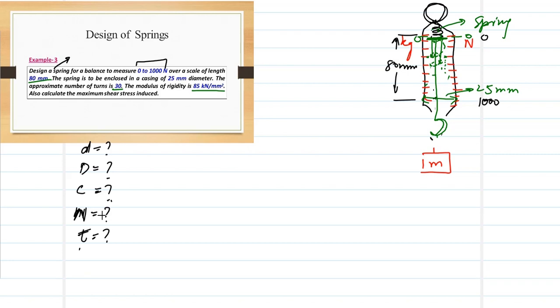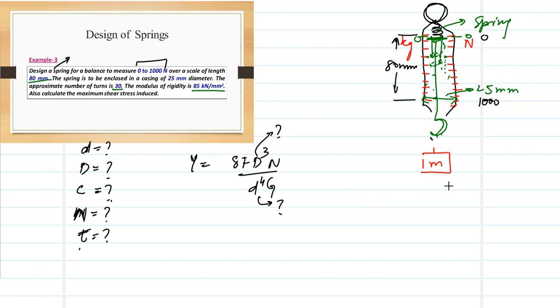So now we don't know all these parameters. Let's start with the deflection formula. So the deflection formula, as we know, is 8FD cube n over d4G. Now we know from this relation that neither capital D is known nor small d is known. Clear?